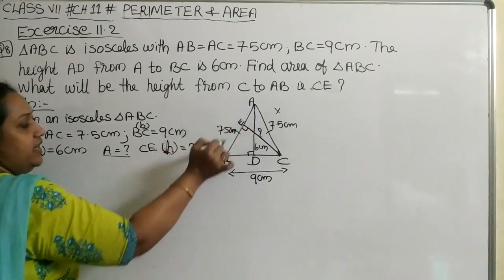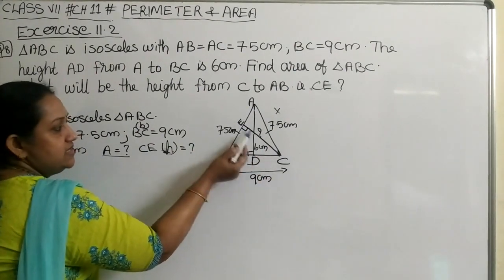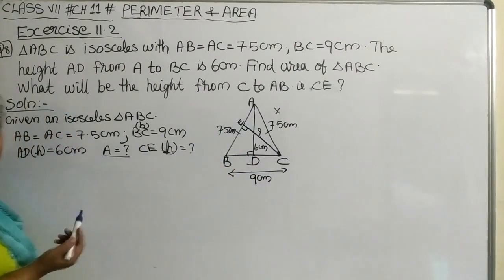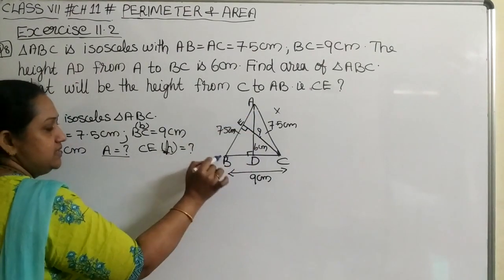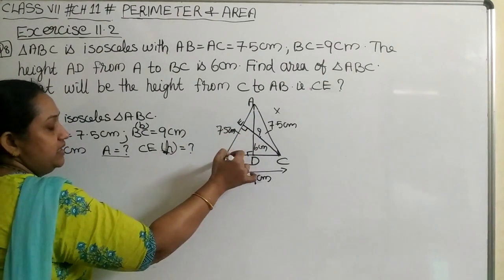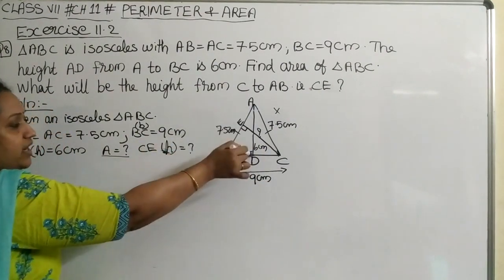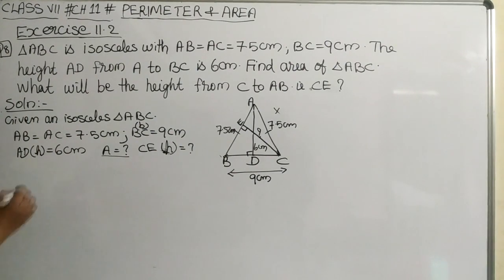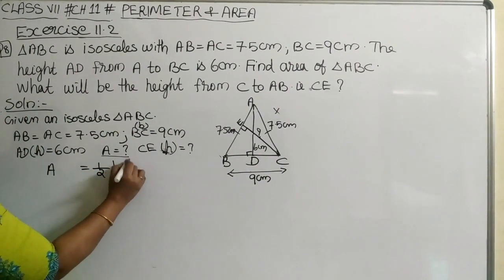Now why can't we take AB as the base? Because we don't know the perpendicular height CE towards AB. So that also we can't take. So to get the area of triangle ABC, there is only one option. We can take base BC only. And so the perpendicular height will be AD. So we can write area equal to half base into height.